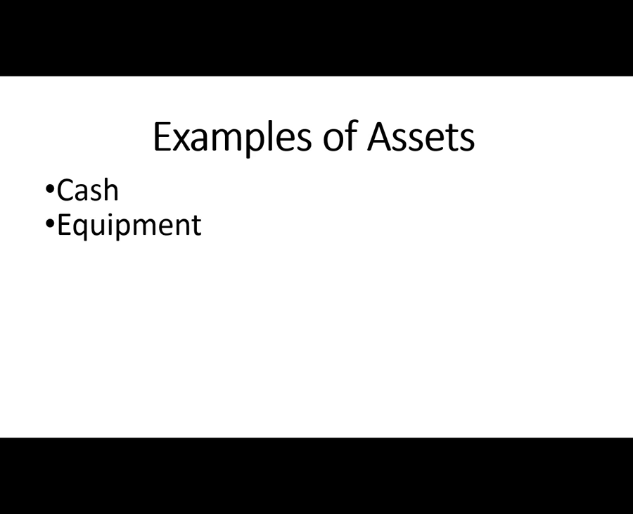Another example of future economic benefit is equipment. You can think about vehicles, computers. The computer that I'm using right now to record this video is an example of an asset for Columbus State, obviously.